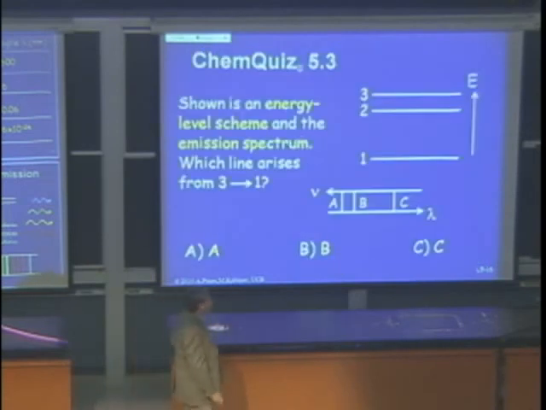And we're going to do some exercise about this. This will be the question that we start next time. We have an energy level scheme and an emission spectrum, and if I go from 3 to 1, I want to know, if this is your wavelength, this is your frequency, do you see line A, B, or C? Think about it, and we'll start with this on Monday. See you on Monday. Thank you.